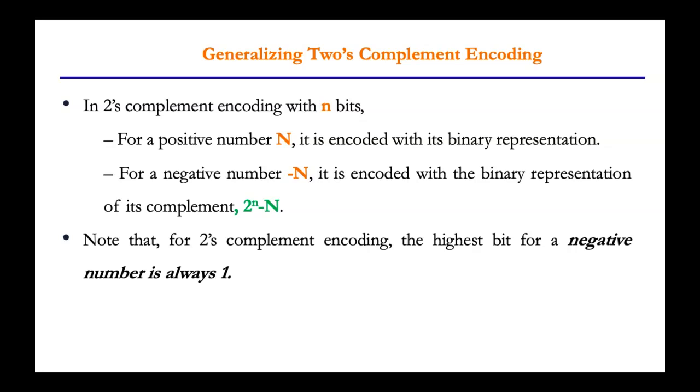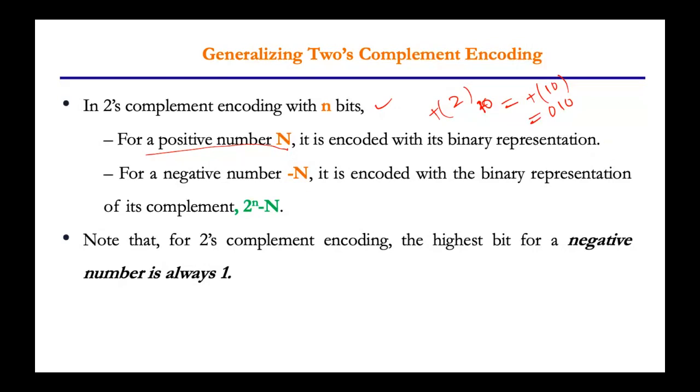In two's complement, to encode a number with n bits, a positive number N is encoded with its binary representation only. For example, if you have the decimal number plus 2, it is simply represented as 2's binary form. In decimal, 2's binary form is 1 0, and for plus we use the 0, so it gives us 0 1 0.